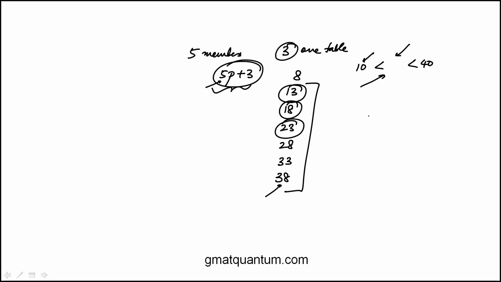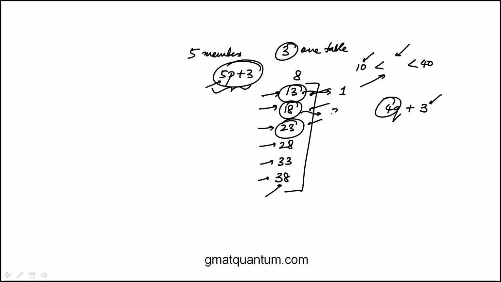Now the other condition is that if we were to seat the same number of people with 4 members at each table, then, again, based on the remainder, we'll have only one table with 3. So all we have to do is find which of these values would give us a remainder of 3 when divided by 4. So for example, that gives you a remainder of 1.